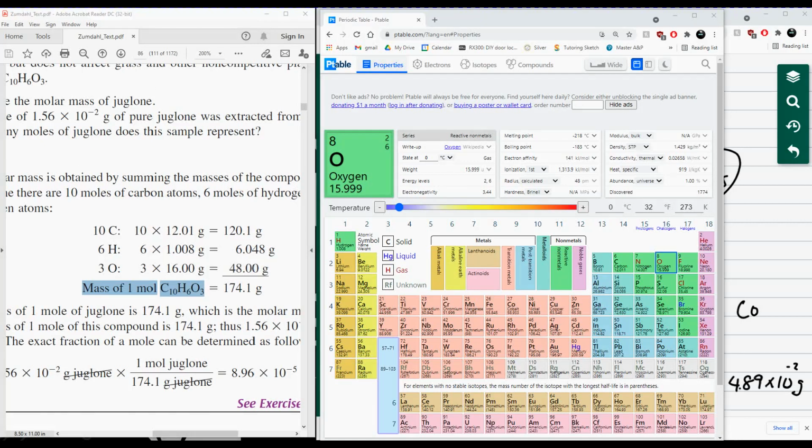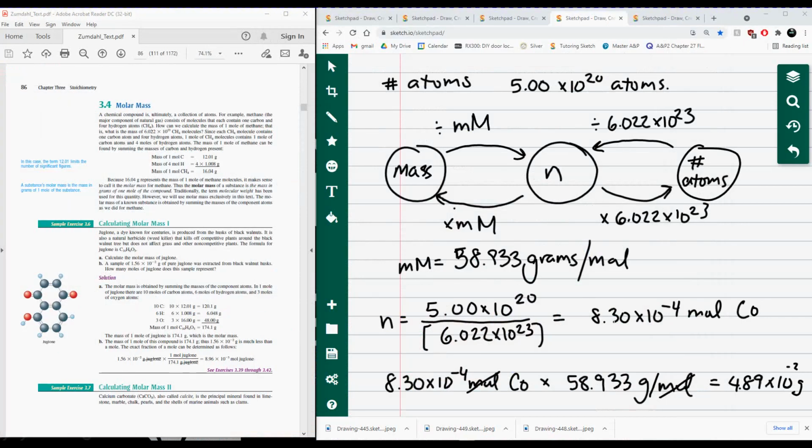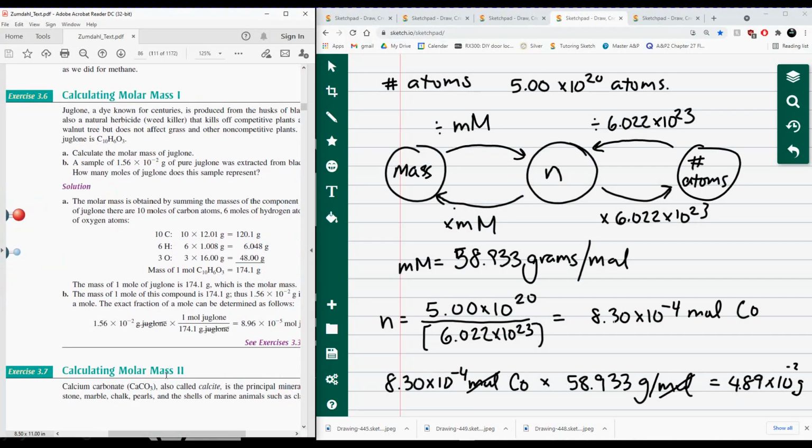Now with these fundamentals alone, you pretty much have all the tools necessary in order to find the molar mass of any compound. That is just going to be, in this process, whatever symbol allows you to translate from mass to moles or moles to mass, vice versa. If we look closely at sample exercise 3.7, calculating molar mass 2, closely related to juglone that we did earlier, we want calcite, calcium carbonate.